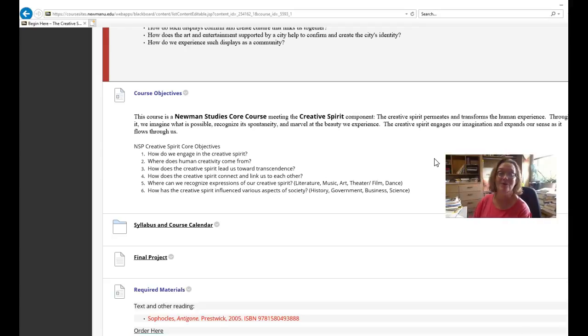So the original goals for this program are things like, how do we engage in the creative spirit? How do we come together and do that? Where does creativity come from? How do we come up with these ideas that we have? How does the creative spirit lead us towards transcendence? How does this move us to think and feel and even do things that we otherwise might not do?